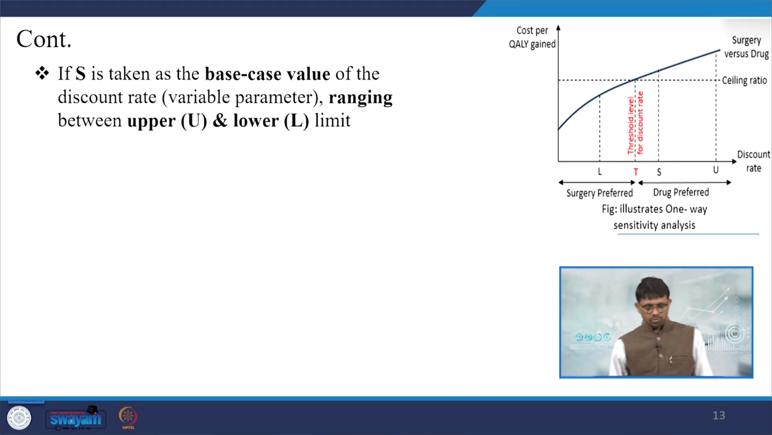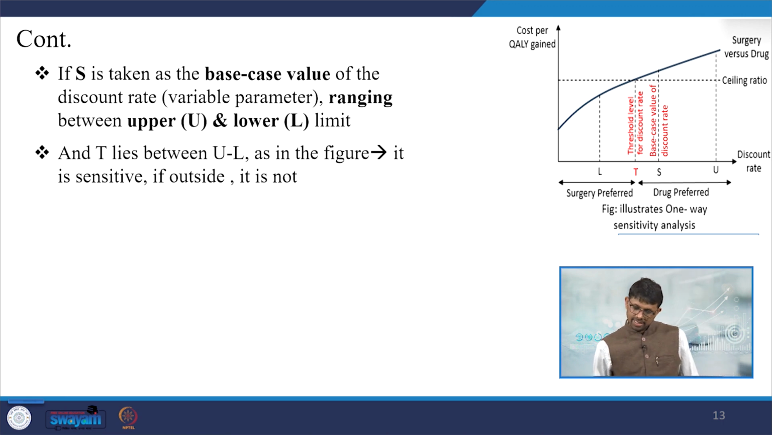We are also going to give you the multi-way. Now, in the one-way, basically if S is taken as the base case value of the discount rate, that is the variable parameter, ranging between an upper limit U and a lower limit L. We have also mentioned starting with the base rate of S, and the upper limit can be reached with certain discount rates. When the threshold T is attached, we can decide whether surgery or drugs are preferred. Okay, and if T lies between U and L, it is actually sensitive. If outside, then of course it is not.